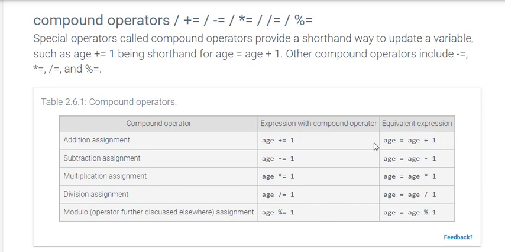So let's look at this. We have age is equal to age plus 1. Age is equal to age minus 1. So you can see the pattern here. It's age is equal to age times 1, divided by 1, and then the percent 1.